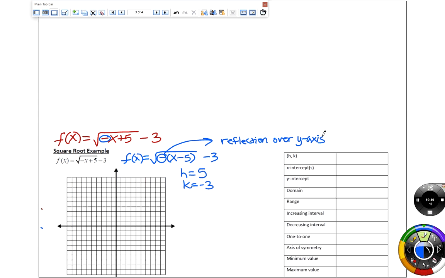And then we have these two other values, the fact that h is 5 and k is negative 3. H is 5 is going to cause what transformation to our graph? What is this? Is it a reflection, a stretch, a compression, or a translation?